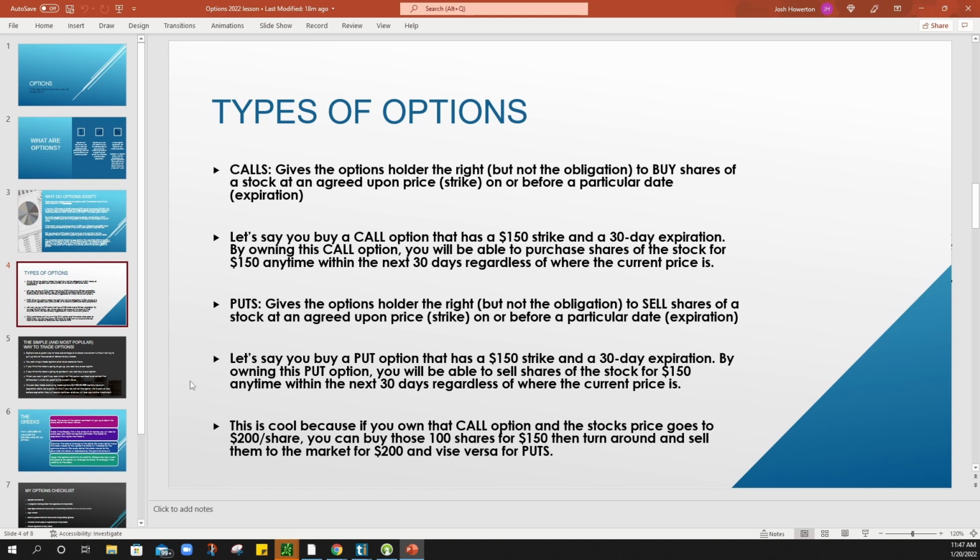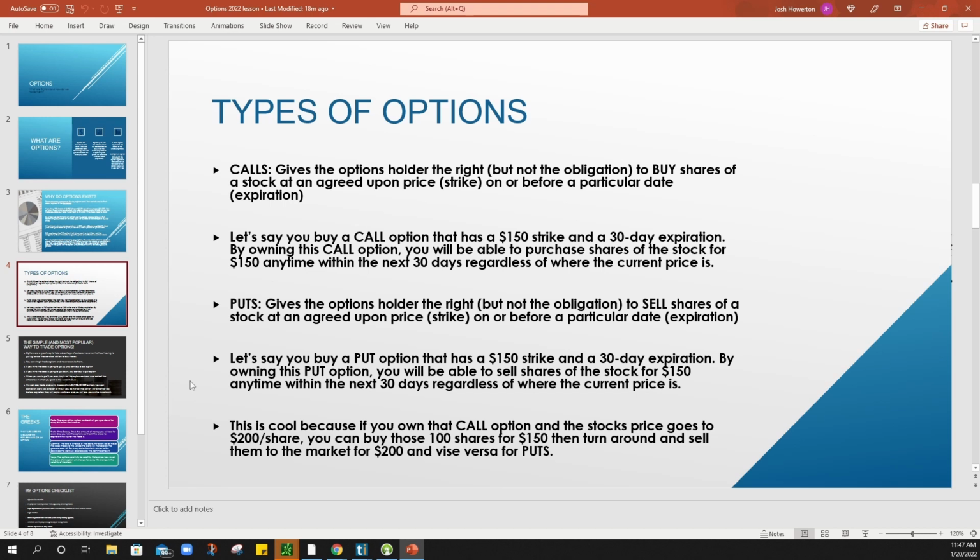Because that's your right, ladies and gentlemen. If you are the owner of a call option that has a $150 strike and 30 days until expiration, you have the right to purchase those 100 shares of that stock for $150 at any time within the next 30 days, regardless of where the current price is. You're not obligated to do that, but you have the right to do that.